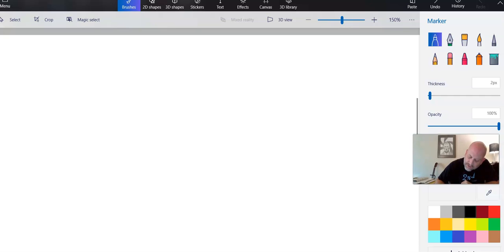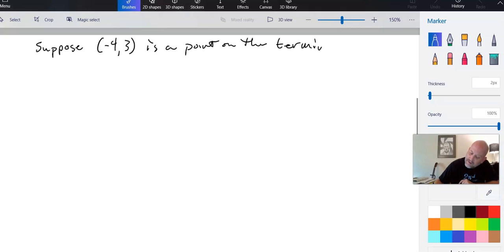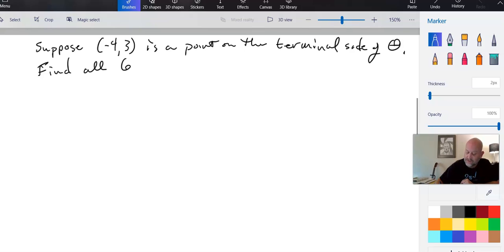Let's look at this. Suppose the point (-4, 3) is a point on the terminal side of theta. Find all 6 trig function values.